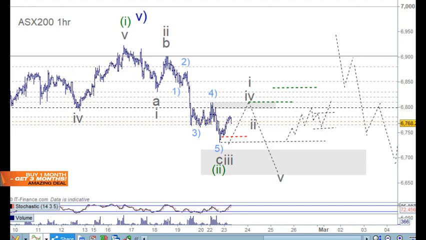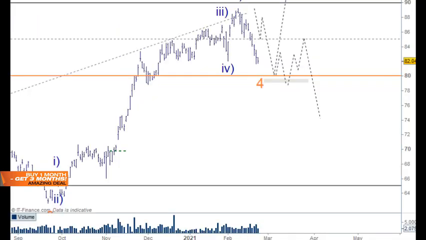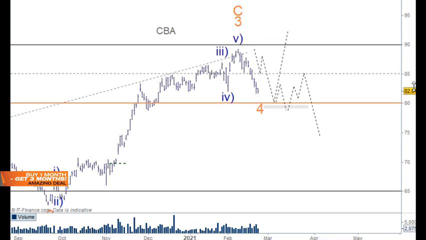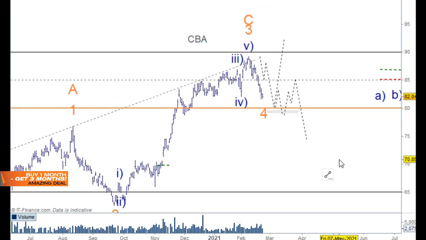Okay, let's look at the bank first. So this is CBA. We looked at this yesterday on the intraday. So it could be down here as an A wave, a B wave, and a C wave coming down to here, or we're going to get 5 waves down.